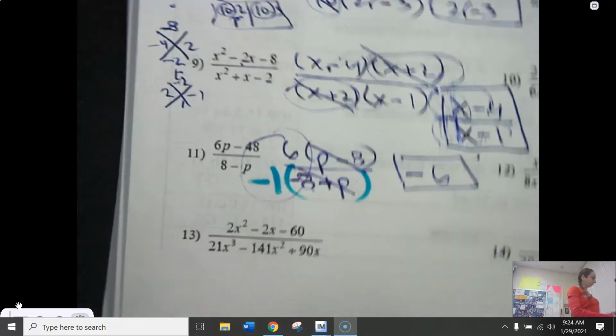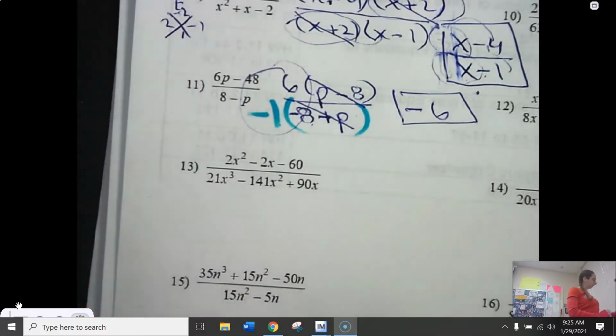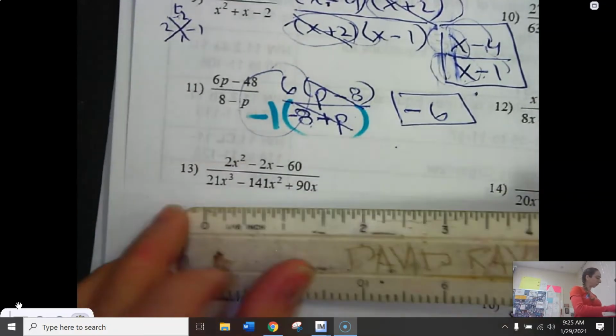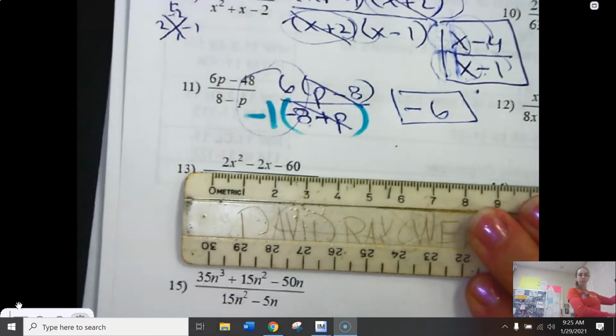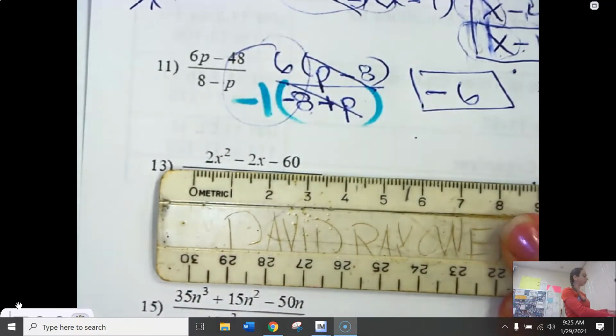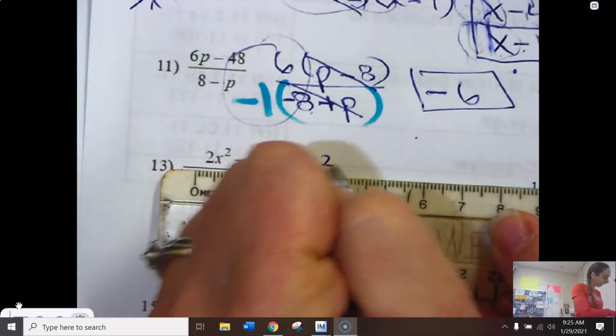All right, let's go to number 13. Look at the top. Let me cross this off, because sometimes I can get distracted by looking at the other one. So let me zoom in a little bit. I notice they're all even. Since they're all even, I take out a 2.